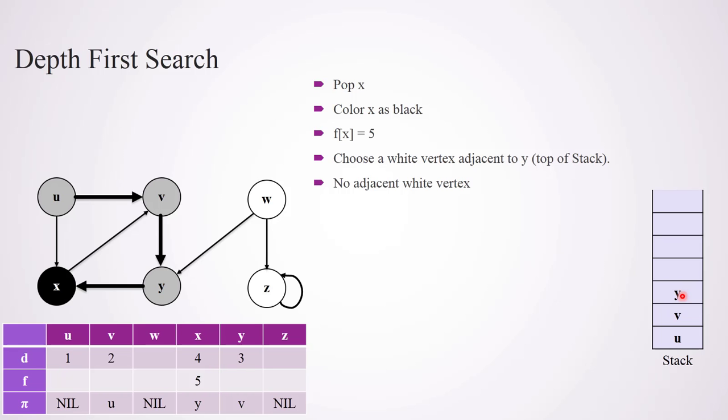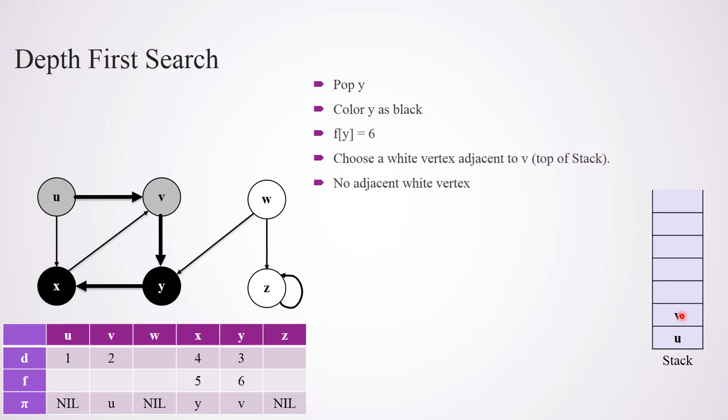Then again we have to examine the top of the stack. Top of the stack is Y. We have to check whether Y has any white adjacent vertex. Y has only one adjacent vertex X, which is already black. So no adjacent white vertex. So what will we do? We will pop Y. Y is popped, color Y as black, f of Y equals 6, finishing time of Y is updated as 6.